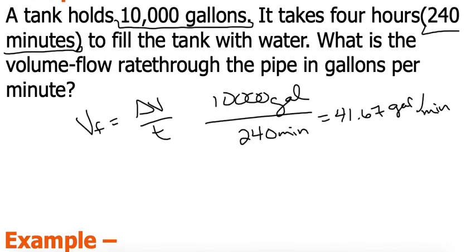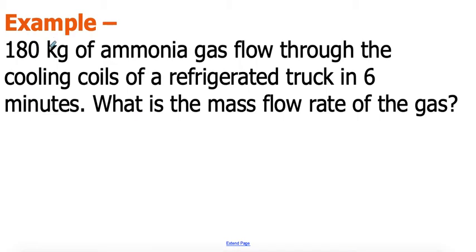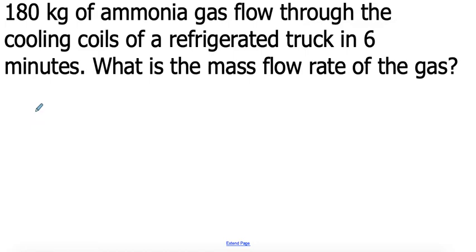Okay, so let's look at a mass flow rate example. So we have 180 kilograms of ammonia gas flowing through the cooling coils of a refrigerated truck in 6 minutes. So what's the mass flow rate of the gas? And just to keep our units looking nice, I'm just going to do mass flow. So this is my mass flow rate. That's going to be change in the mass over time.